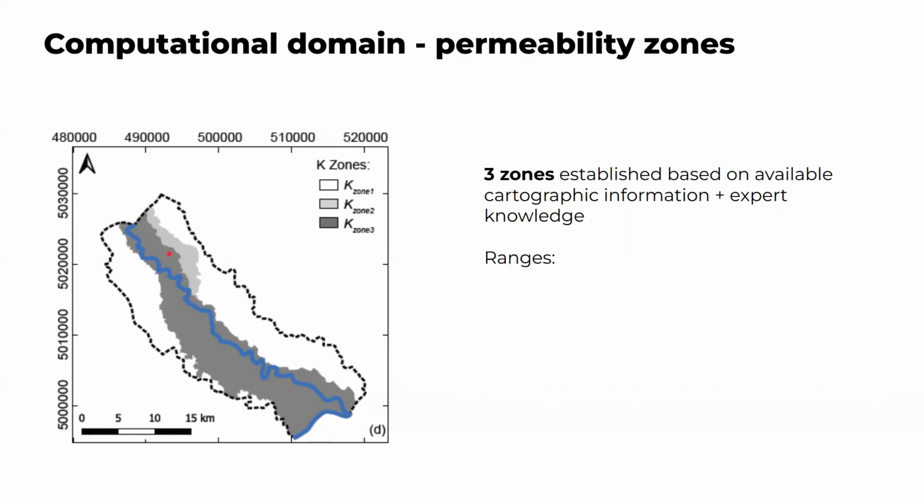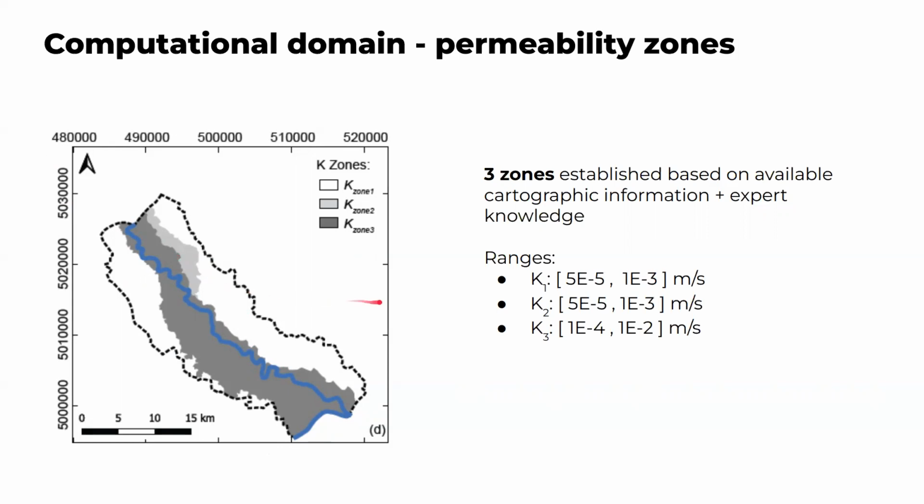We know their ranges from previous explorations. We know that the permeabilities are sorted. So K1, the white zone, has the lowest permeability, and then comes K2, and then comes K3. Okay, so K3 is the most permeable unit. So when we do the inversion, we need to make sure that we land on something that respects this constraint. And these 3 parameters, the 3 permeabilities, are part of the UQ analysis.